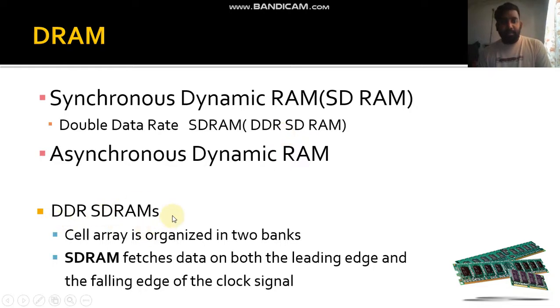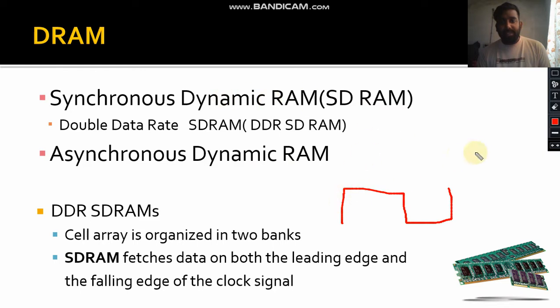In DDR SDRAM, we have data transfer for a single clock pulse. Usually the data in synchronous dynamic RAM is synchronized using a clock pulse, which has both a rising edge and a falling edge. If the data is read on both the rising edge and the falling edge, then it is said to be double data rate dynamic RAM.